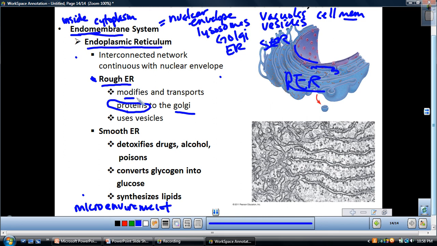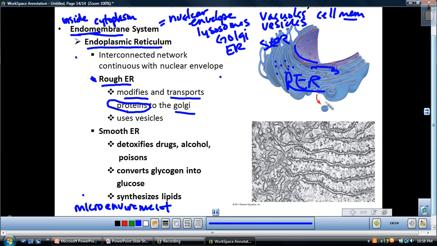So its job is to modify a protein. In other words, it's working with the ribosome. I forgot to mention that. The ribosome's job is to make a protein. So the ribosome is attached to the rough ER. They work together to modify and transport the protein, and it's going to send it to the Golgi apparatus.